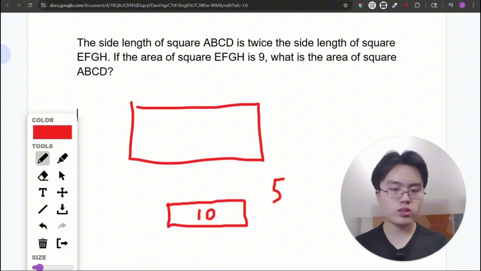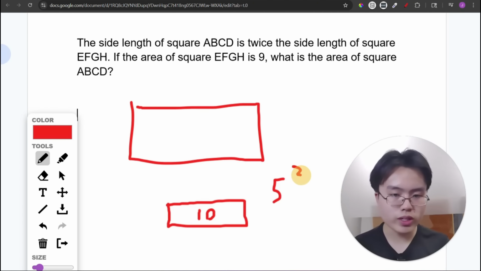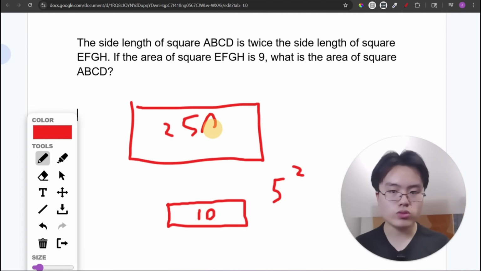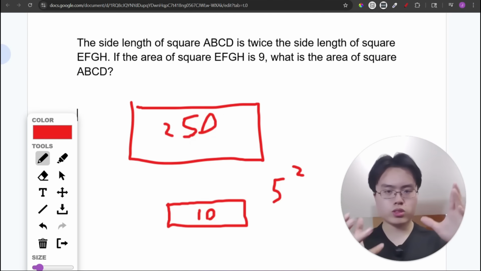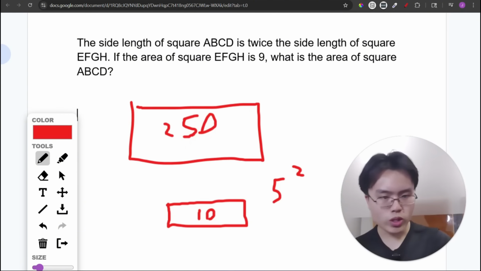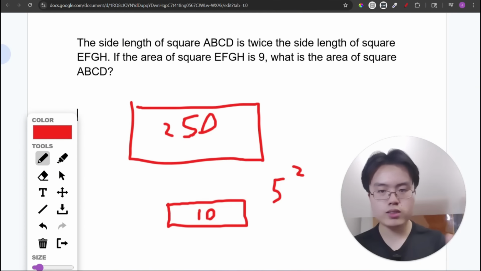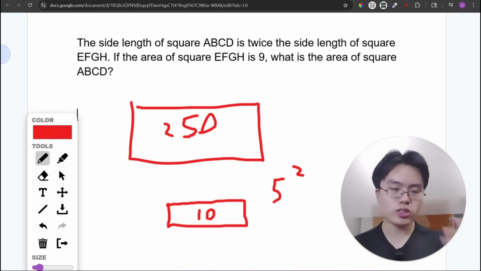Since we know the scale factor of the sides is 5, we can just square that number. Then the scale factor of the area should be 25. That means if you multiply the smaller area by 25, you get the bigger area. So the area of the bigger rectangle should be 250. Hopefully that's making sense. If you know the scale factor of the sides, you can square that ratio to get the scale factor of the areas.